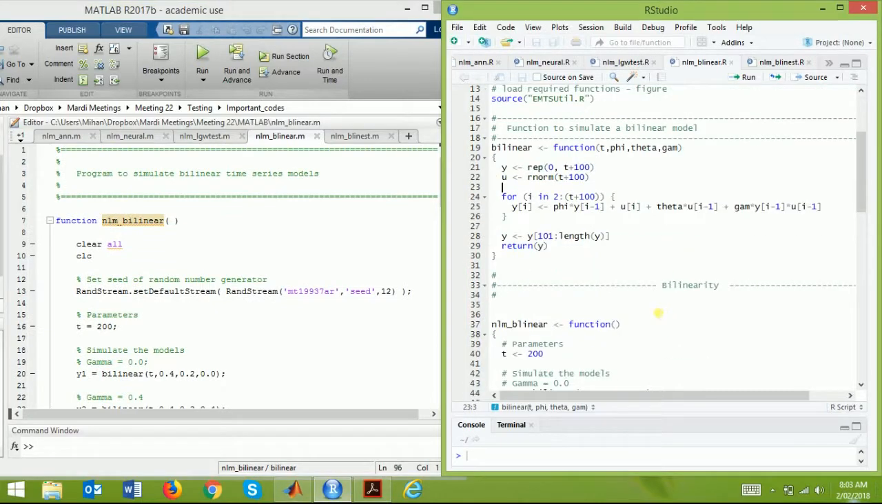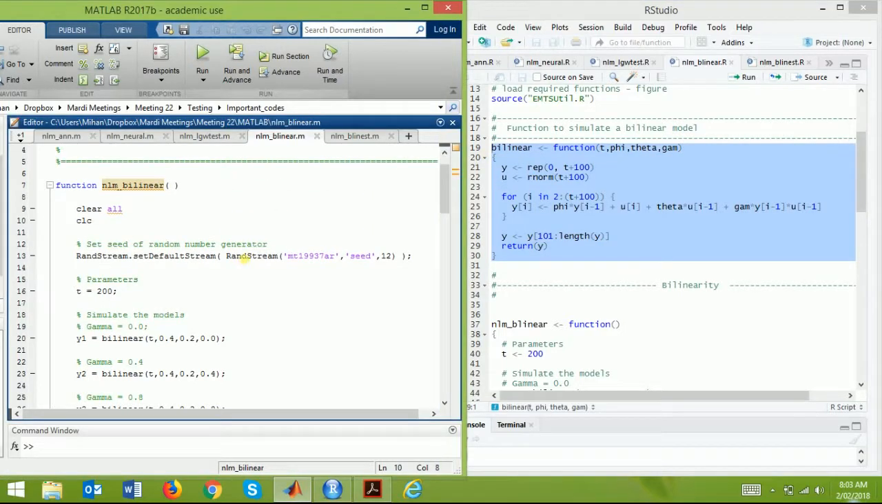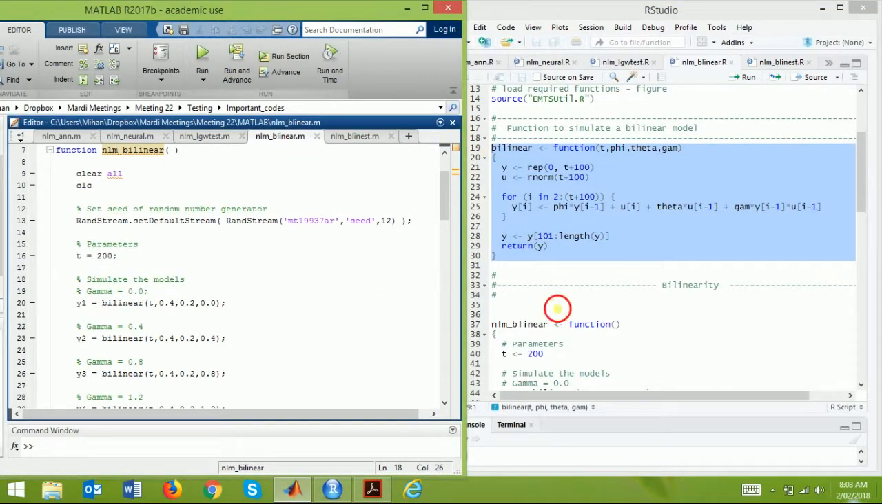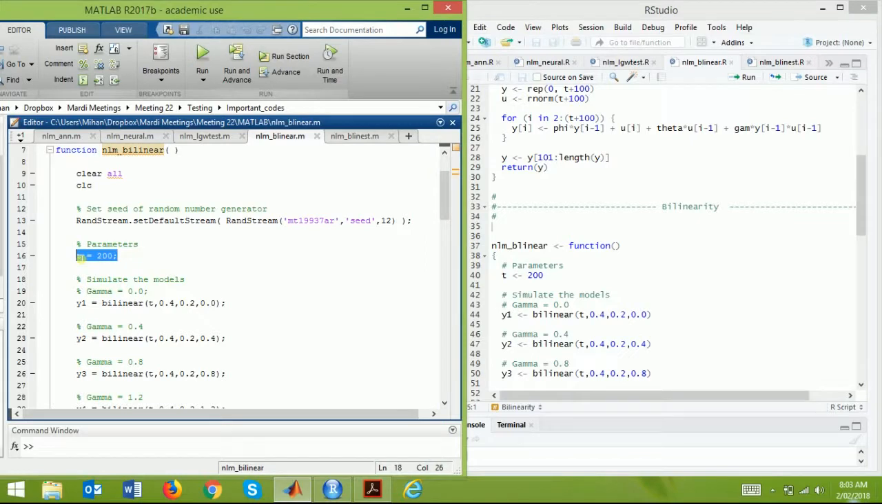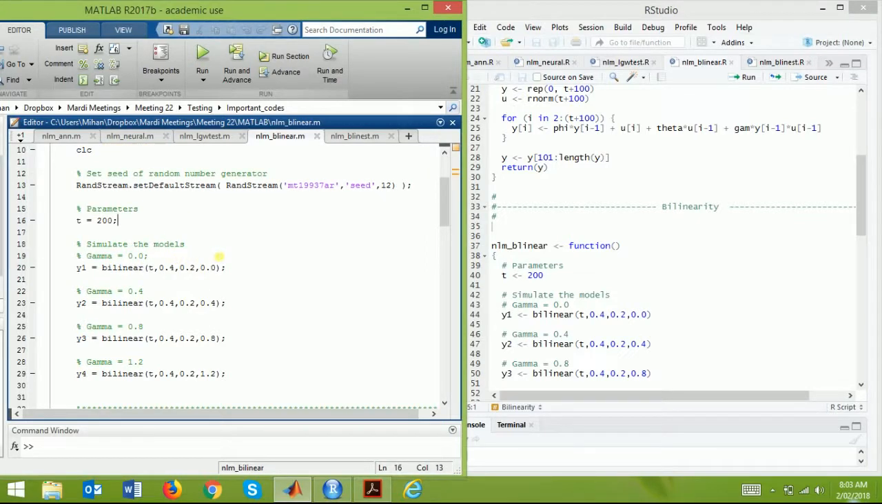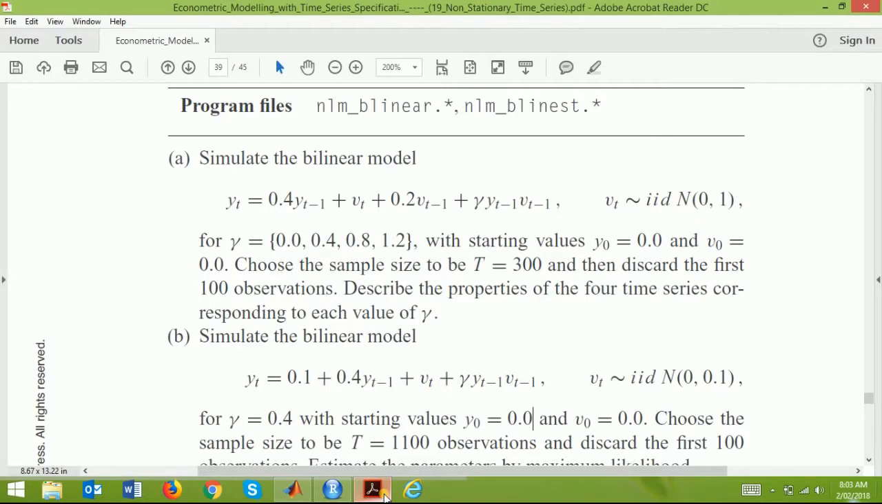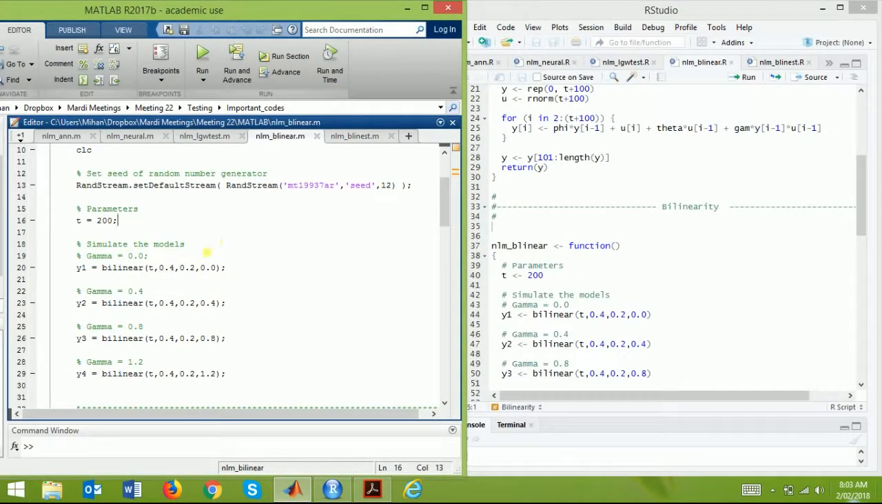Let's see what follows from here. So this system will return y. It will give us a data set. You might already have a data set, and in that case you don't need to do this. So we have t equals 200 observations, and let's simulate the model.